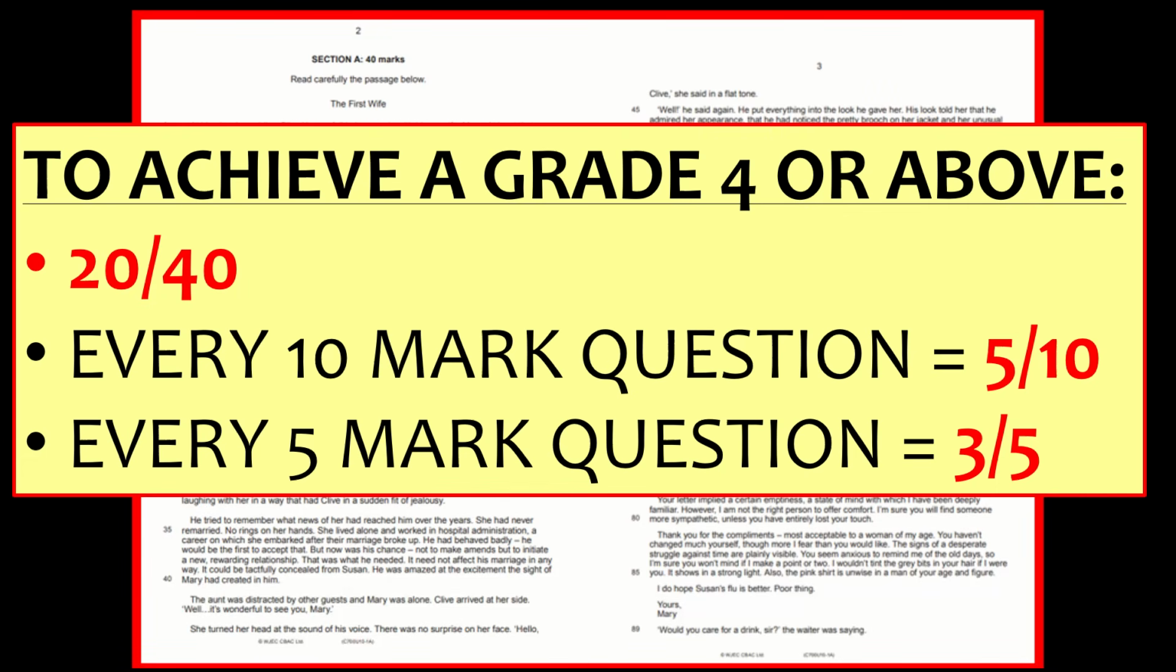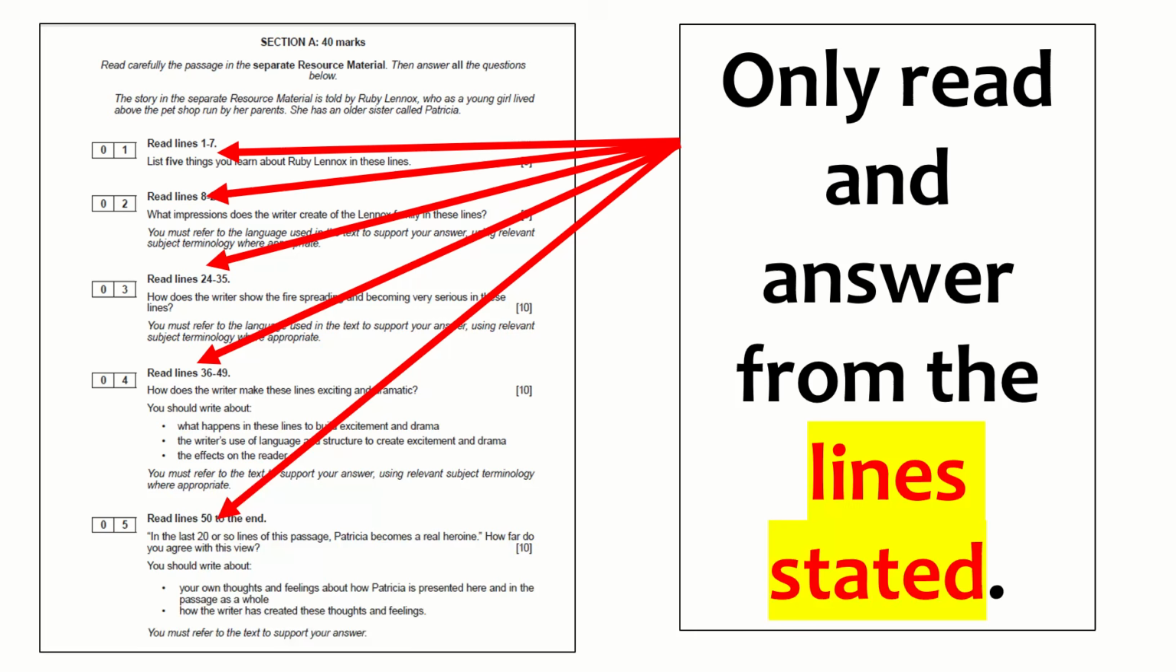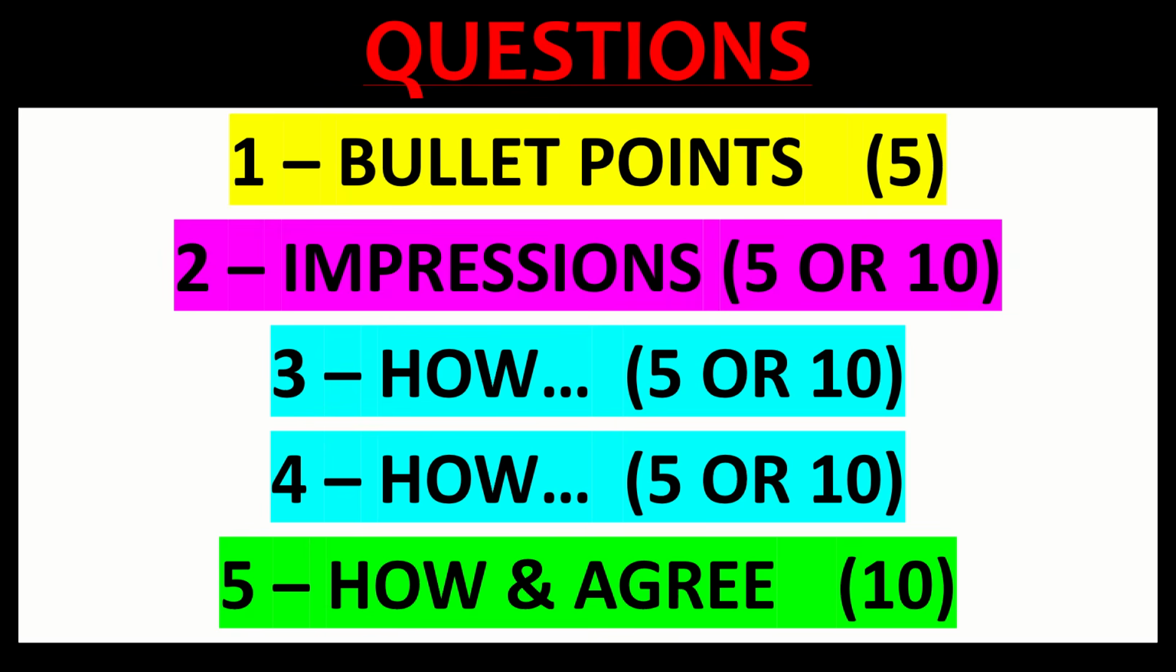To get a grade 4 or above, it's half marks basically, so half marks on all questions and overall. For this exam, only read from the lines stated. Don't read the whole thing at the start, just read the extract, then look at the questions afterwards. You get 4 kinds of questions: bullet points, impressions, how, and agree, which is evaluation. In the most recent exams, there have been 2 impressions questions, which is good news actually, because I think it's one of the easiest ones on the exam.